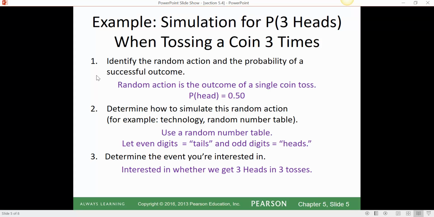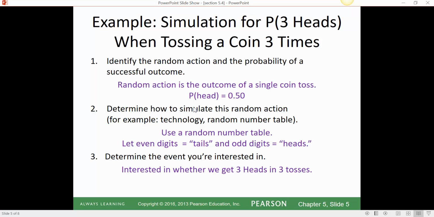Right? So here's an example of walking through. Let's say I want to find, what's the probability of getting 3 heads if I toss a coin 3 times? So step one, as we talked about, we need to identify the random action and the probability of a successful outcome, right? So the random action is, in this case, the outcome of a single coin toss, right? So the probability of getting a head is 0.5, right?